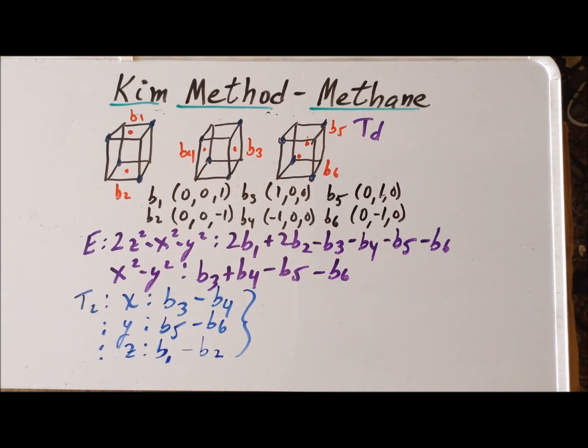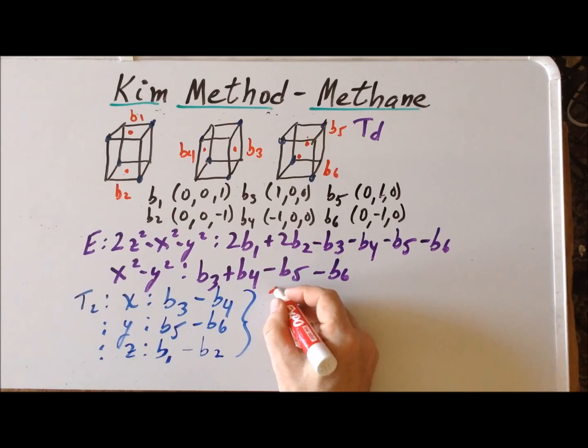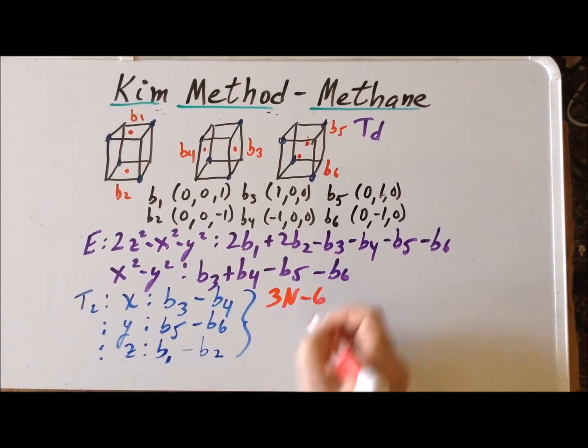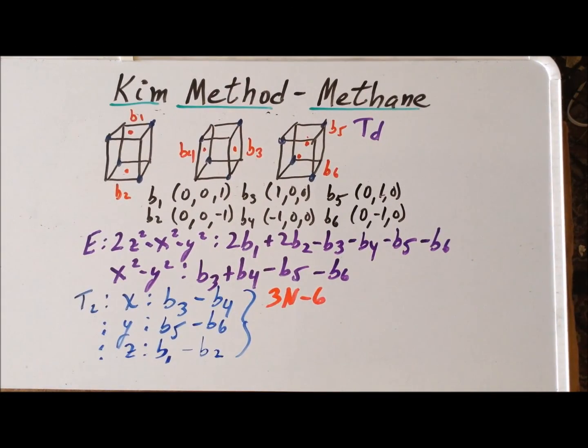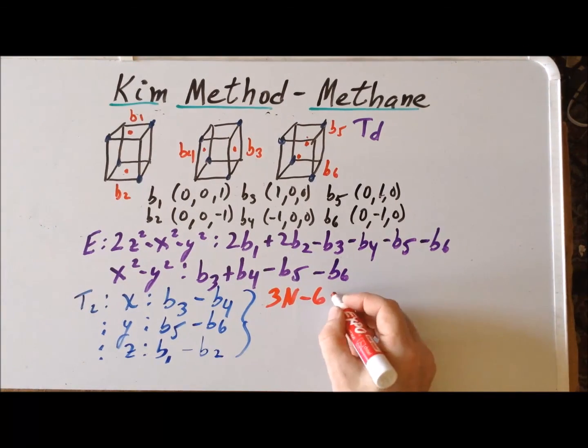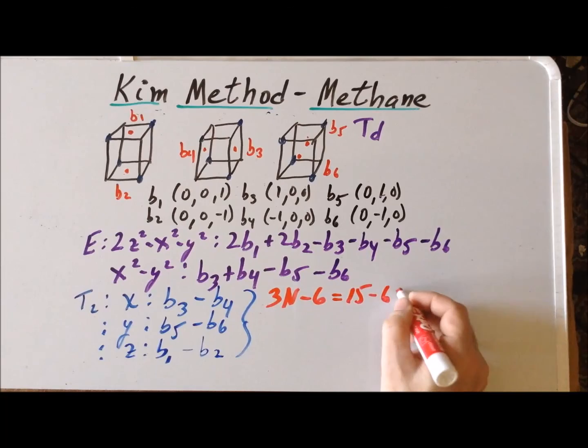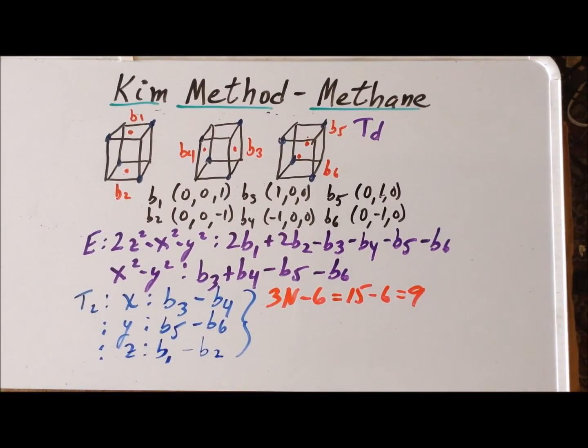Now for the final points. We know that since methane is a nonlinear molecule, it's going to have 3n-6 vibrations, where n is the number of atoms in the molecule, which for methane is 5. So that gives us 15 minus 6, which is equal to 9 vibrations. And we have derived so far 4 stretching motions and 5 bending motions, which gives us a total of 9.